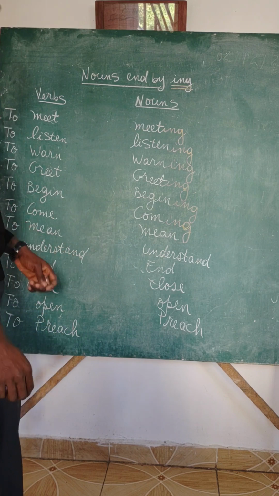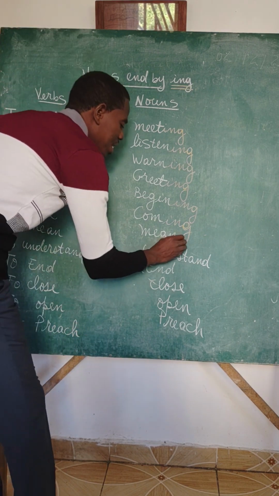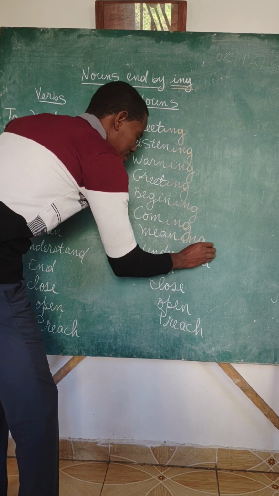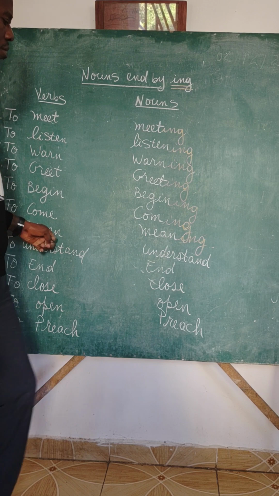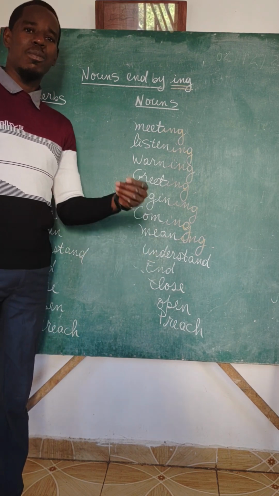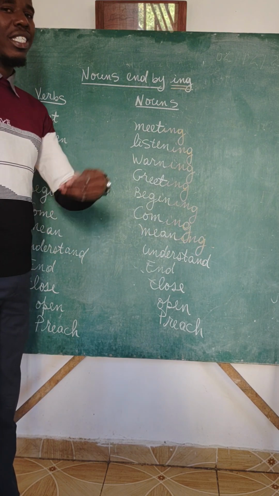To mean, next verb. To mean is a verb, and the noun is meaning. What do you mean? The meaning of my speech is this.